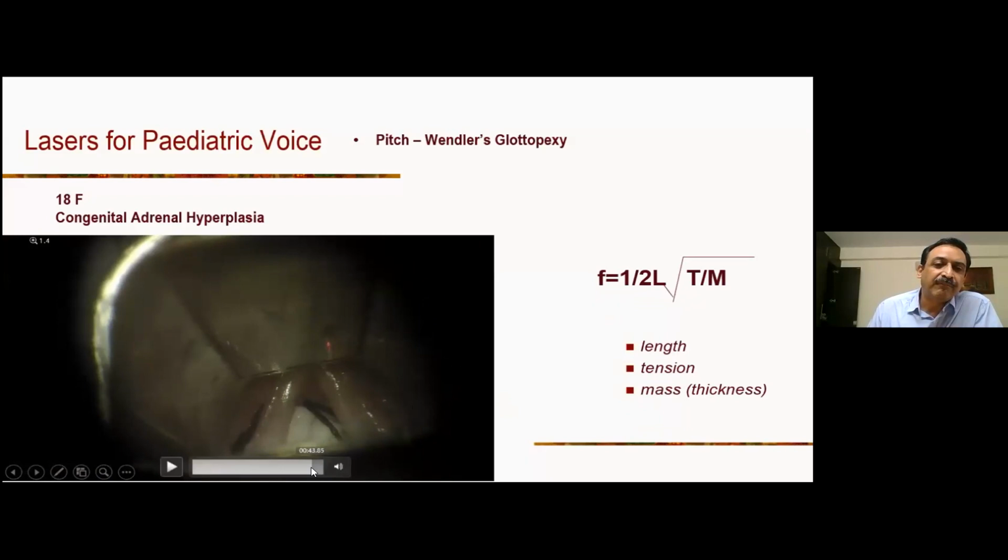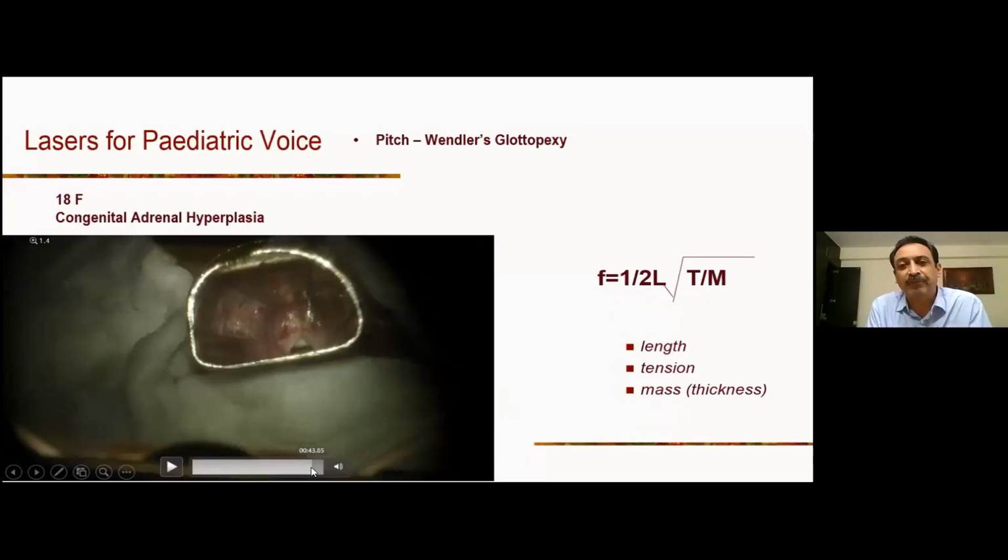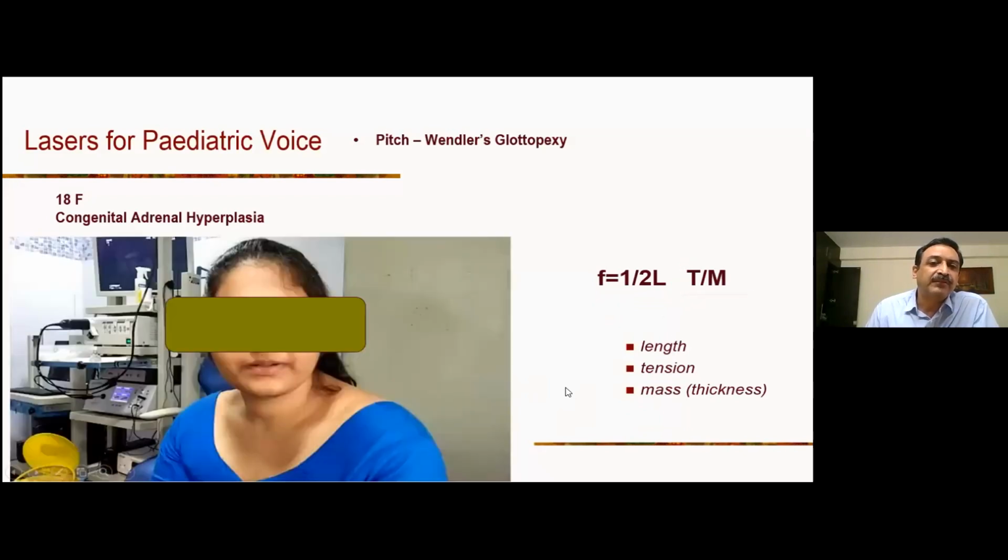So as you may well remember from your physics, the pitch is inversely dependent on the length of the vocal fold, and if you can shorten the length of the vocal fold, you should expect an improvement in pitch. And this is an effective operation, and to our mind, best done with the laser.